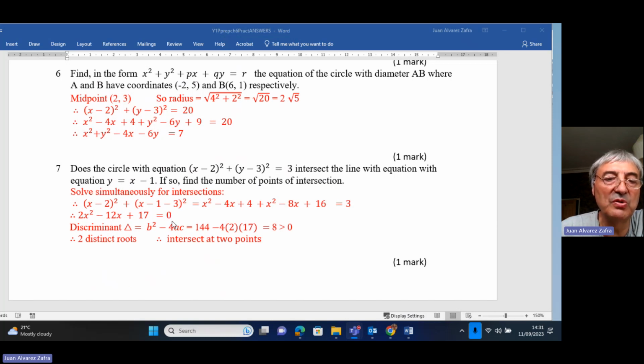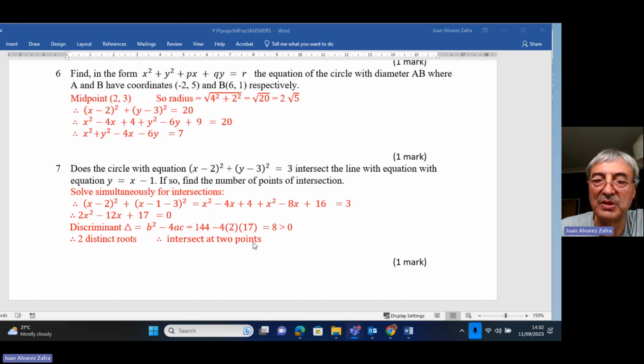And now to look at the number of solutions of that, which gives us the number of places where the line and the circle intersect, we examine the discriminant, which is b² - 4ac. In this case, the discriminant is 8, because it is the coefficient of x, which is -12, squared, which is 144, minus 4 times the coefficient of x², which is 2, times the constant that's left, gives us 8. Because that's positive, it means it has 2 distinct roots, and therefore we know that this line intersects this circle at exactly 2 points.